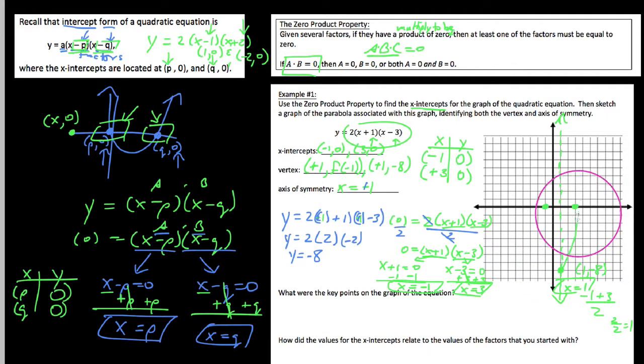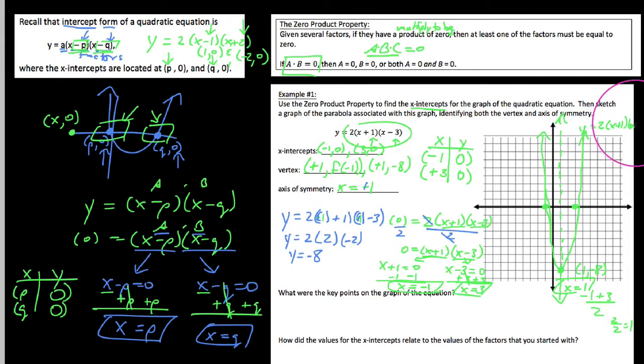And then we have this parabola that I'm trying to get to look nice here that goes up through these two points right here. And there we go. And we should label this. We should call this what it is. We say y equals 2 times x plus 1 times x minus 3.